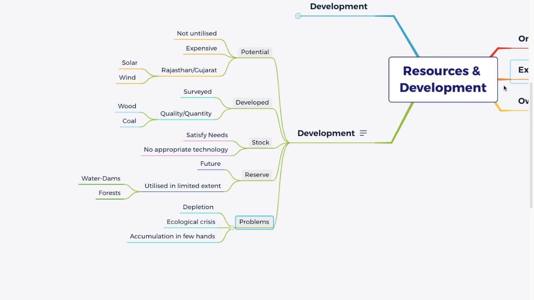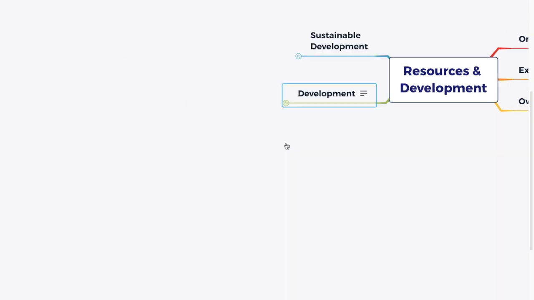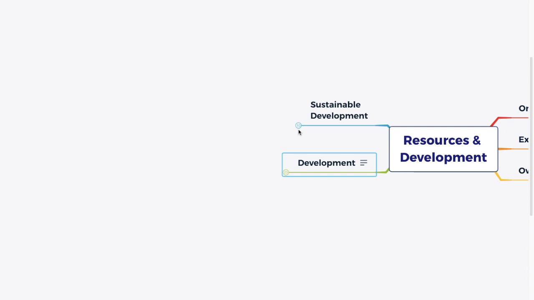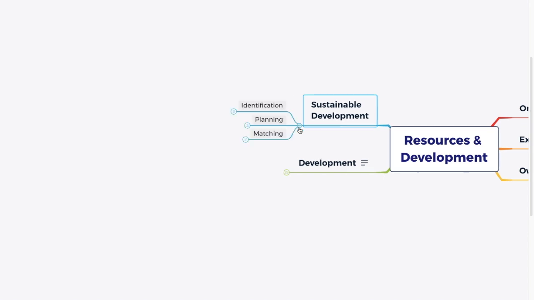Because of all of these resources and problems, it is very important for us to live sustainably. And that is where we come to sustainable development. What is sustainable development? Sustainable economic development means development should take place without damaging our current environment, keeping in mind the needs of the future generation. So, how are we going to do that? We are going to identify the resources, we are going to plan the resources, and we are going to match it with something which I am going to talk about.